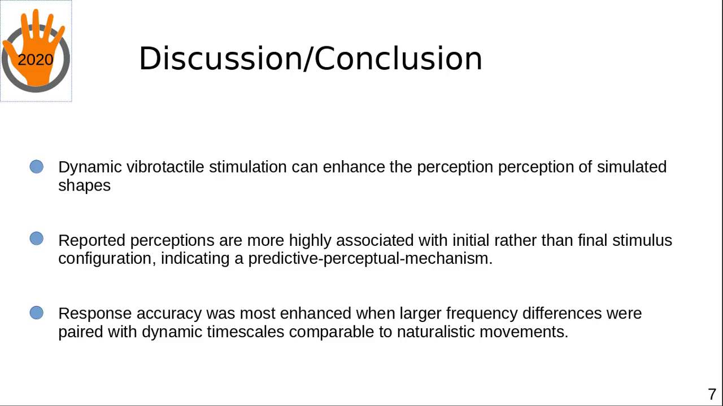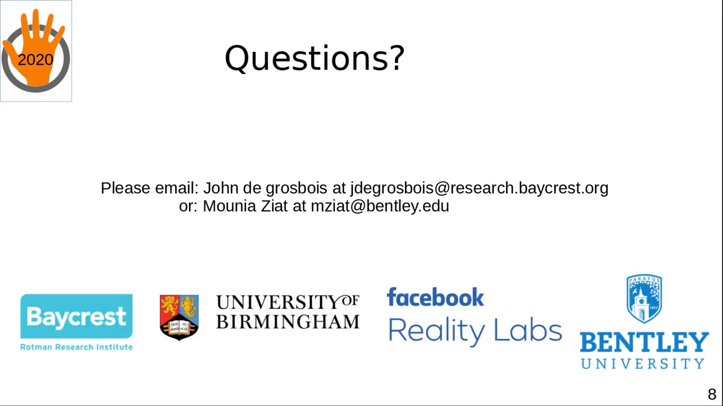Responses were consistent with a predictive perceptual code in that the initial state was more likely to be reported than the final state. When quantified via the initial state, response accuracy was maximized for the larger difference frequency pair at a shift duration of 500 milliseconds. This may indicate that performance can be improved if dynamic vibrotactile stimulation is provided at timescales consistent with naturalistic exploratory movements. Thank you for your time, and please feel free to email me with any questions.